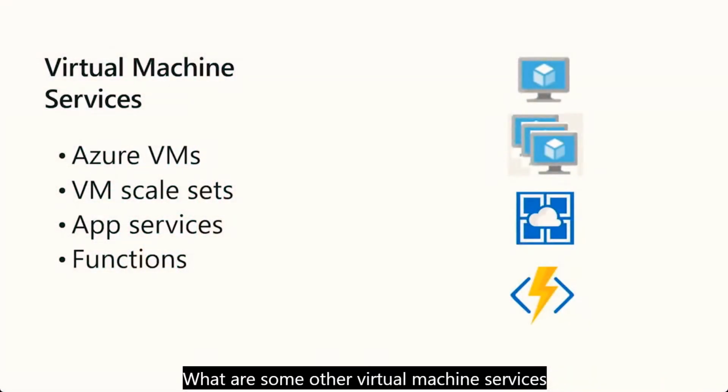What are some other virtual machine services we have inside of Module 2? So understand we have Azure VMs, creating the virtual machine that's inside there. We have a concept called scale sets. Inside of Azure, we have this concept called an auto scale set.